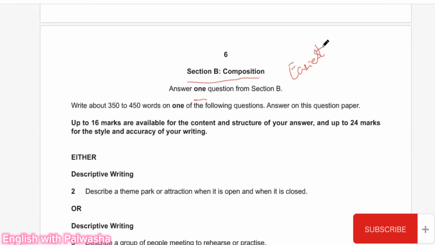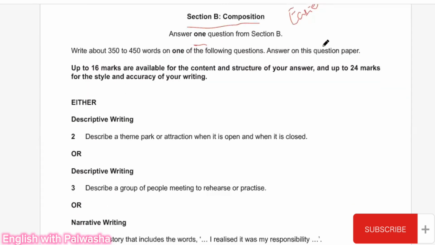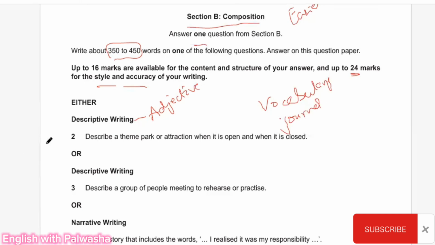I basically recommend my students to attempt the piece of writing which you are good at, because 16 marks are available for the content and structure of the answer, and up to 24 marks for the style and accuracy. You have to reach the word limit of 350 to 450 words. If you feel you have ample adjectives in your list, if you have already made your vocabulary journal and you are using that upgraded vocabulary in your piece of writing, then go with descriptive writing.